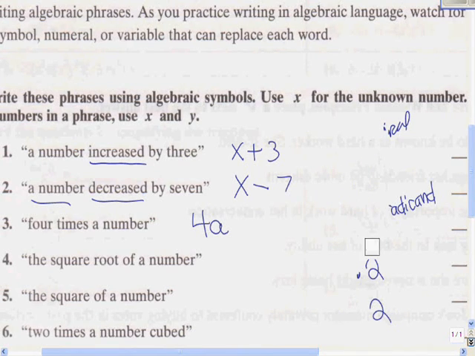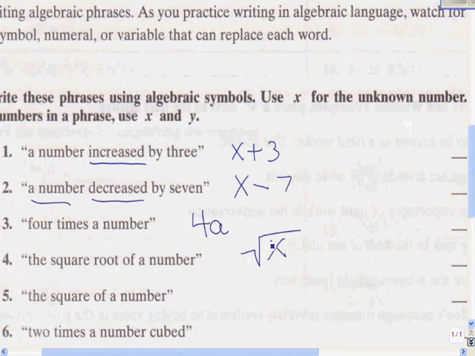Well, here they're telling me the square root of a number. If I want to find the square root of something, I've got to use the radical. And I don't know what the number is, so I'm just going to put x under the radical. That's showing that I'm going to find the square root of that radicand, whatever it is. I don't know what it is, so I've got to use the letter x.